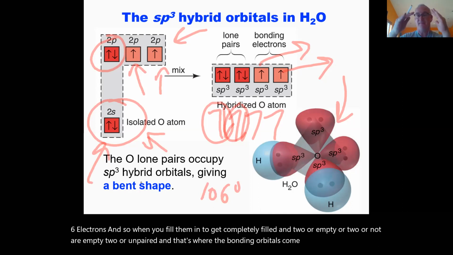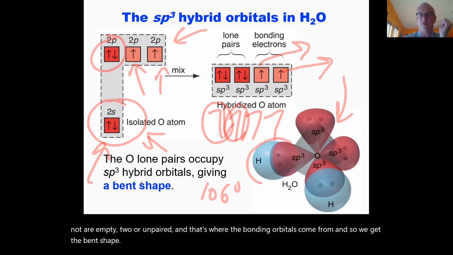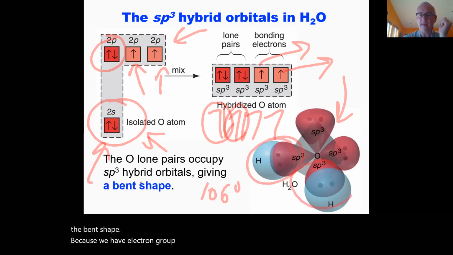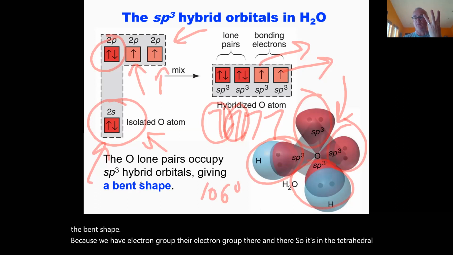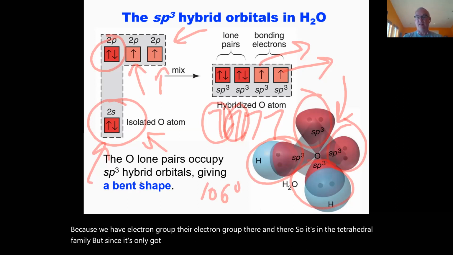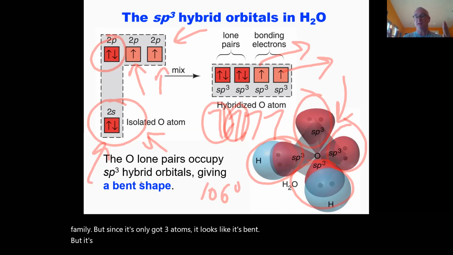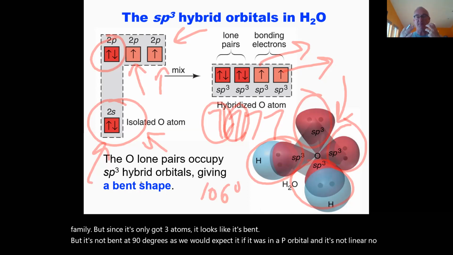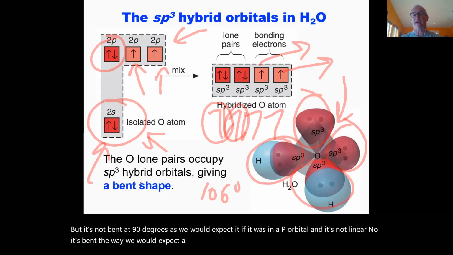And so we get the bent shape because we have an electron group there, there, there, and there. So it's in the tetrahedral family, but since it's only got 3 atoms, it looks like it's bent. But it's not bent to 90 degrees as we would expect if it was in a p orbital, and it's not linear. No, it's bent the way we would expect a tetrahedral arrangement of electrons to be. Okay?